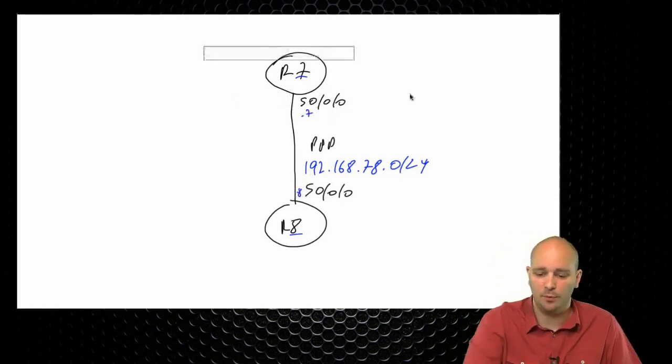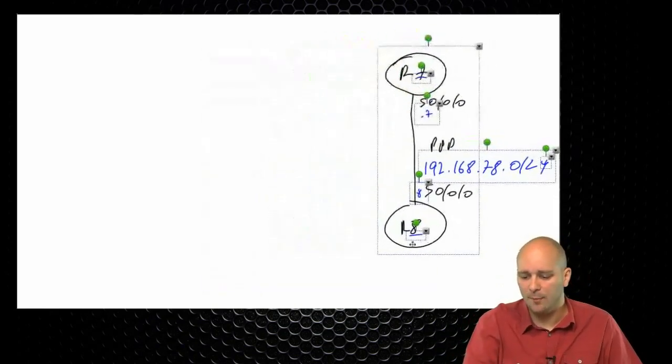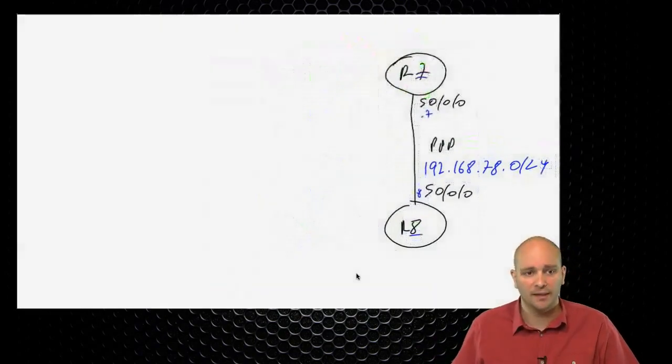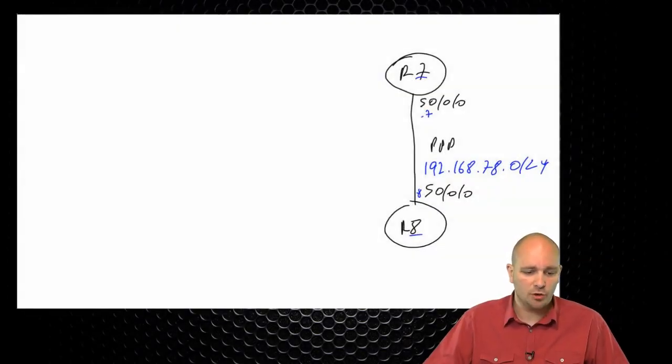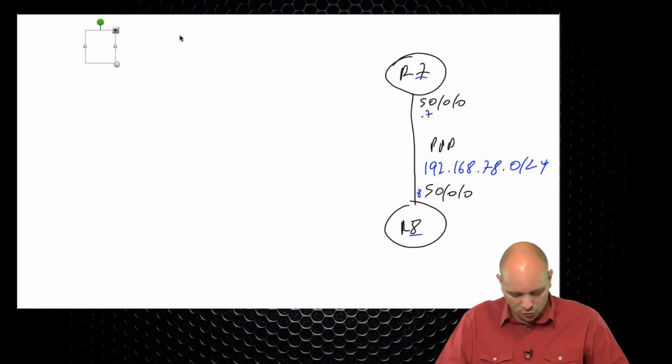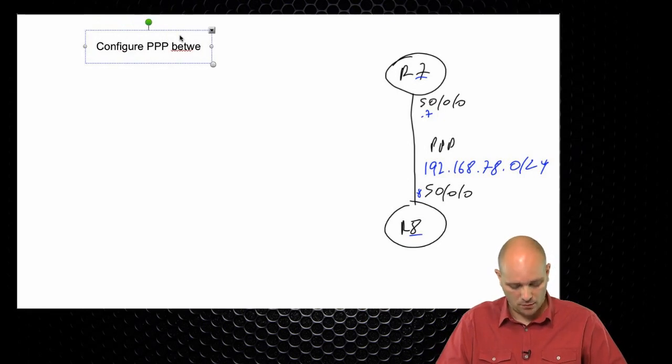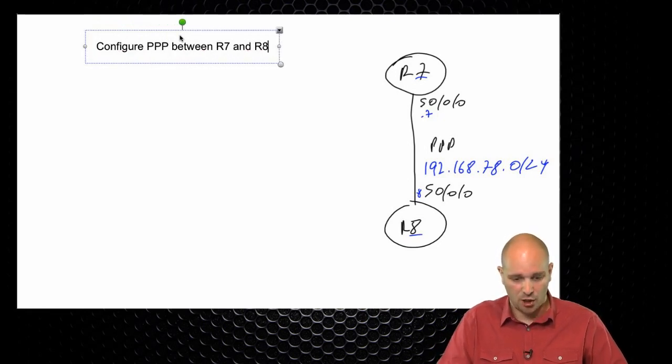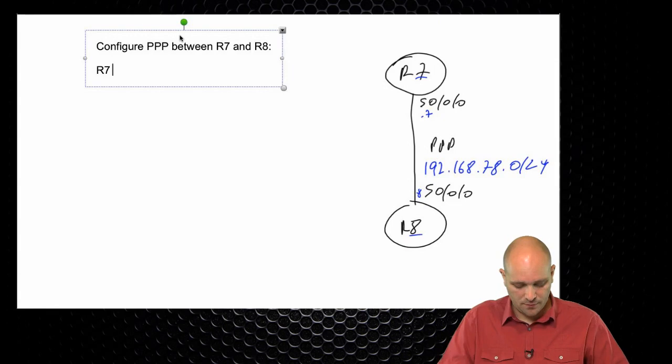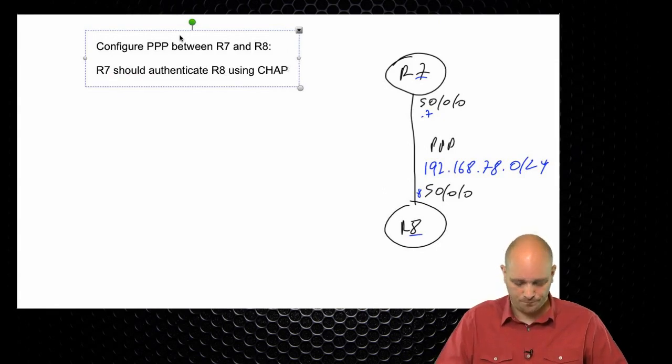So, a seemingly simple network setup, but we are going to overcomplicate it a little bit. What we're going to do is we're going to have a task, and I'm just going to type it out here. Let's say that we configure PPP between R7 and R8. R7 should authenticate R8 using CHAP.